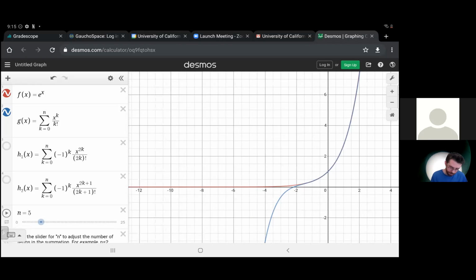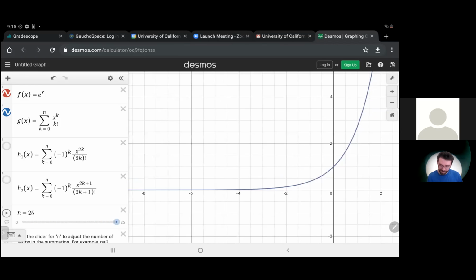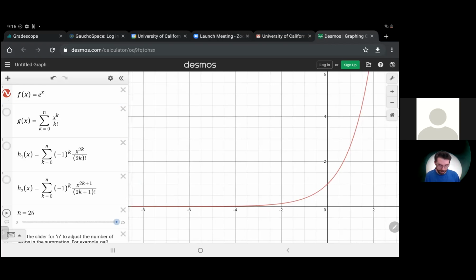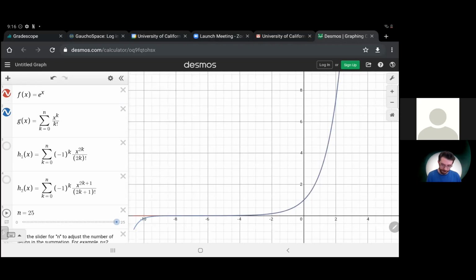And okay, I could keep going. What if we had a 6th term, and a 7th, and an 8th, and a 15th, and a ton of terms, right? And then all of a sudden, you can't distinguish between these two. So I'll turn off the blue plot. Here's e to the x. Here's my sum of 25 terms. They're exactly the same on that interval before they end up diverging, right?